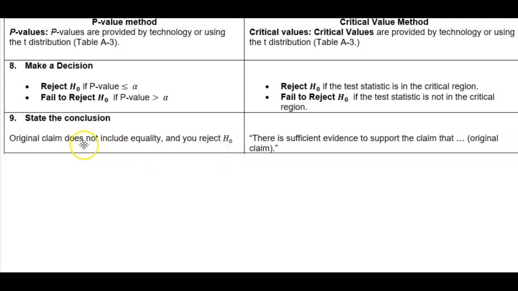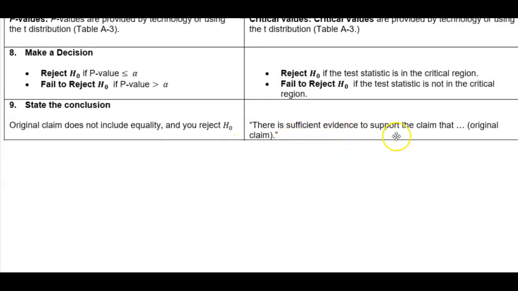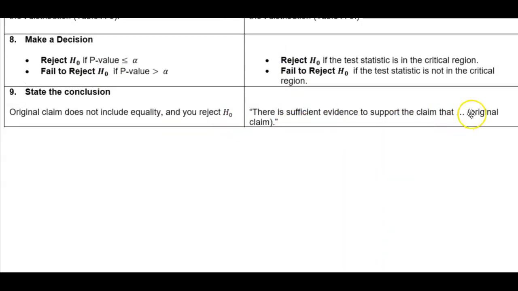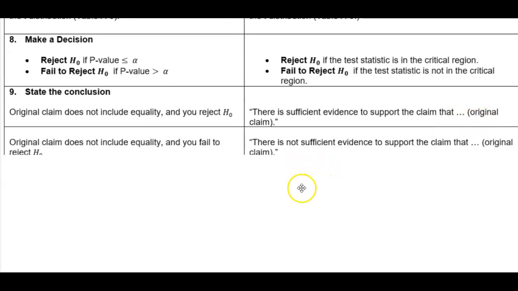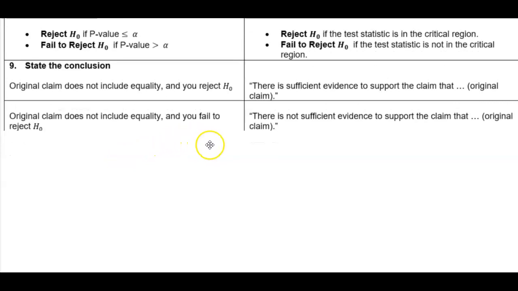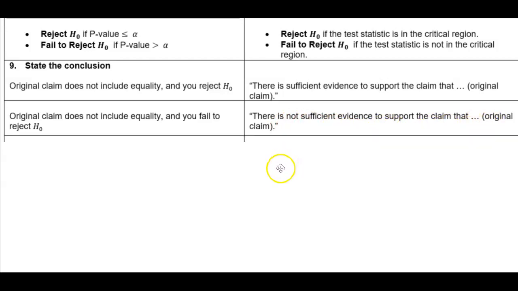So if the original claim does not include equality, then you reject the null hypothesis and you would state that there is sufficient evidence to support the claim that, followed by the original claim. If the original claim does not include equality and you fail to reject the null hypothesis, then you would state that there is not sufficient evidence to support the claim that, followed by the original claim.